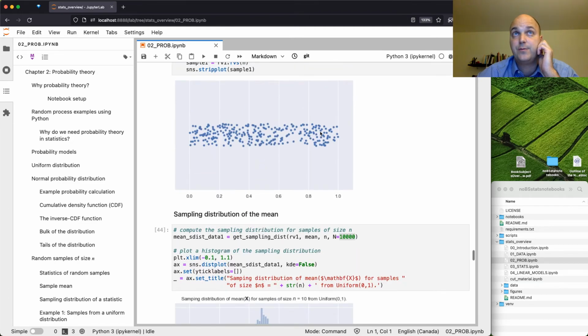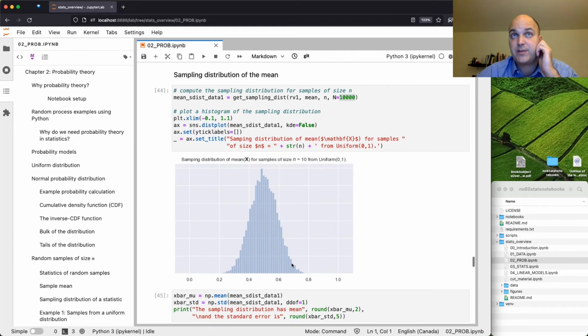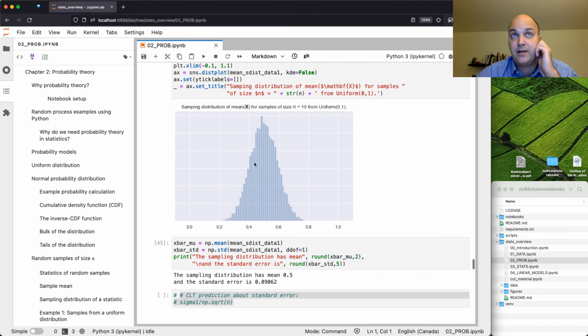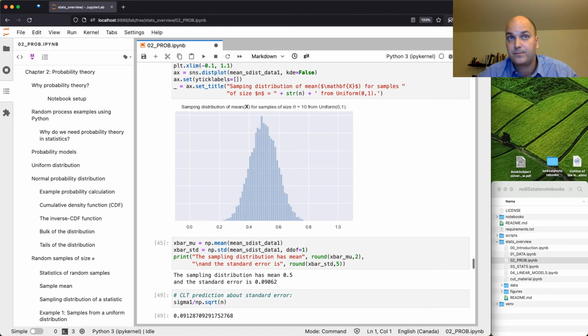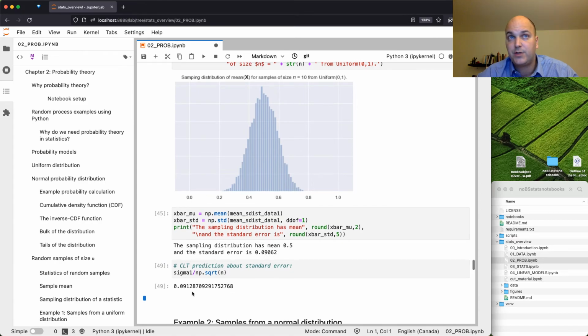For the uniform, this was the sampling distribution for samples of size 10. We measured here the width to be 0.906. And the central limit theorem tells us it should be the standard deviation divided by the square root of n, the sample size. And it's pretty close, 0.91. Not perfect, but pretty close for a sample of size 10.